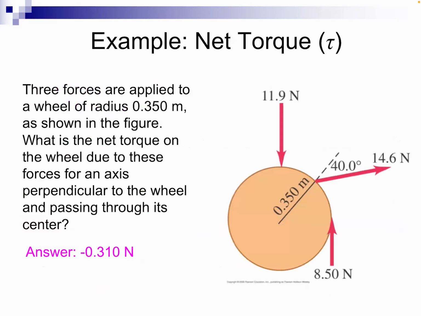All right. So then let's look at this example here. There are three forces applied on this wheel. The wheel has a radius of 0.30 meters. The forces are as shown. You have 11.9 newtons directly downwards, 8.50 newtons upwards on the rim. And you have this 14.6 newtons that's pulling at some angle, 40 degrees. We want to find the net torque on the wheel.